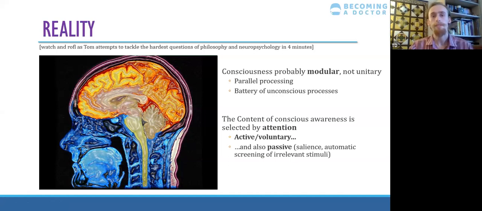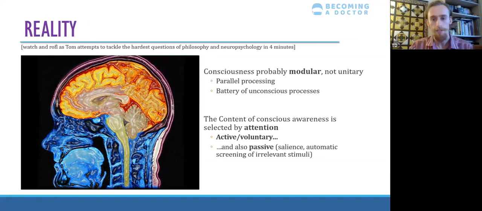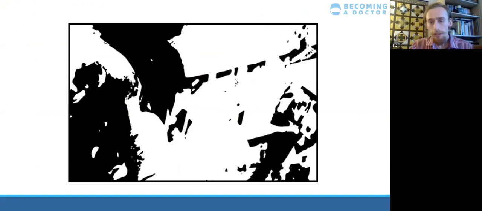Salience is a very important concept that we'll come back to when we talk about the disease process of psychosis and schizophrenia. So on we go, but a quick reality check first. Have a look at this picture and see if you can tell what it is.